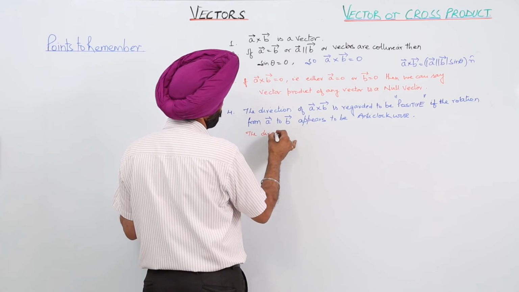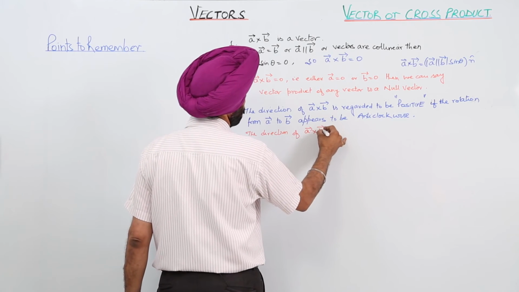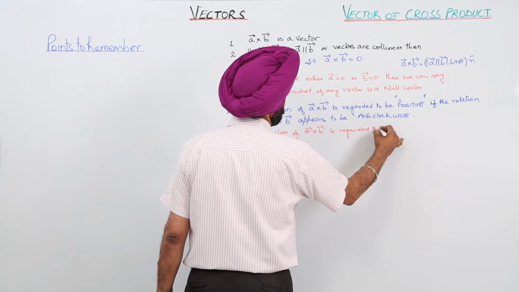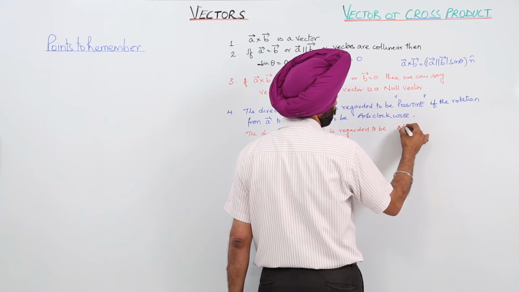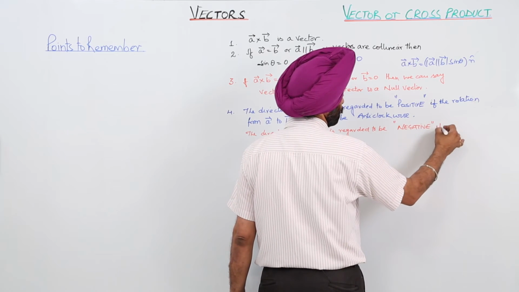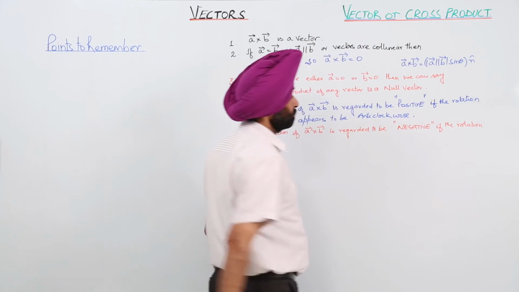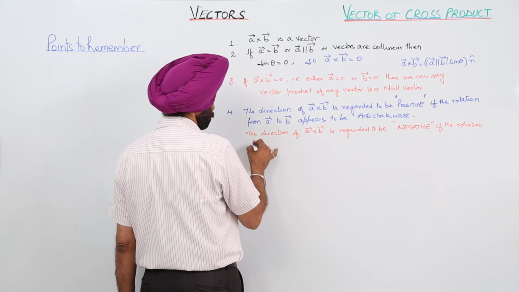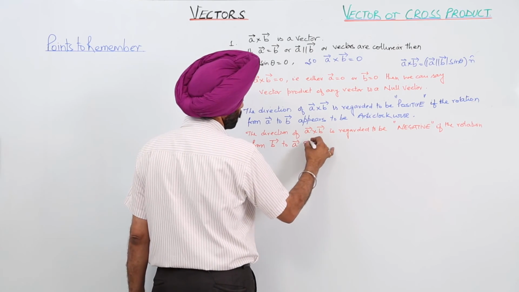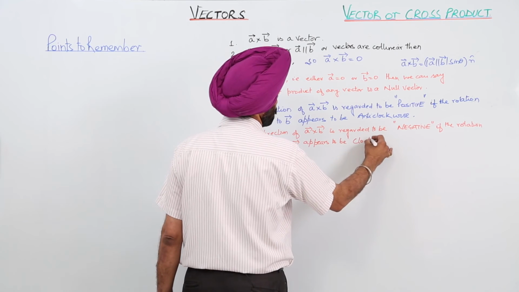The direction of vector A cross vector B is regarded to be negative if the rotation, now it will be from B to A, appears to be clockwise.